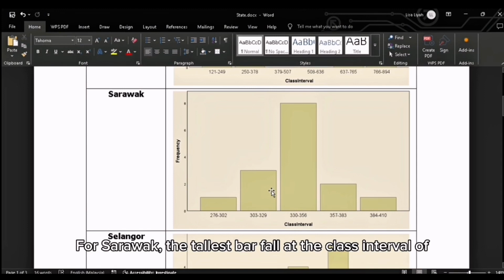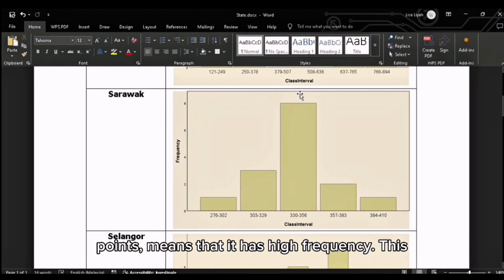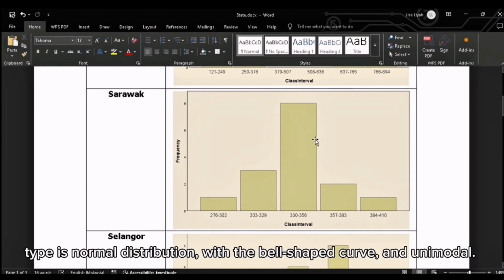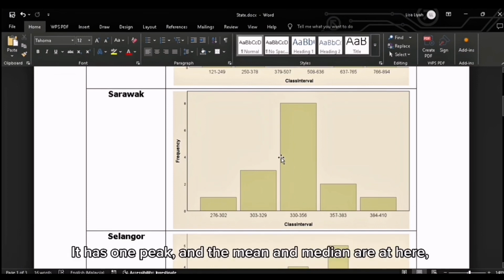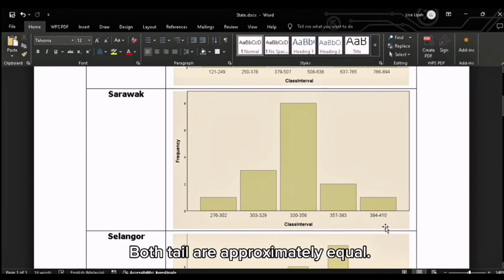For Sarawak, the tallest bar falls at the class interval of 330 to 356. It has the largest number of data points, meaning it has high frequency. This type is a normal distribution with a bell-shaped curve and unimodal. It has one peak, and the mean and median are equal here. It is symmetrical and not skewed. Both tails are approximately equal.